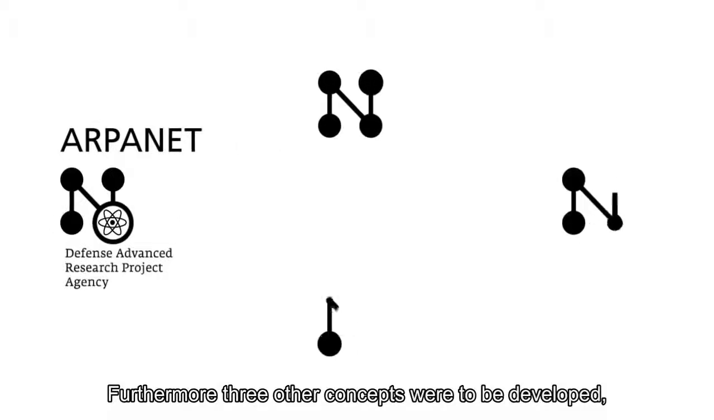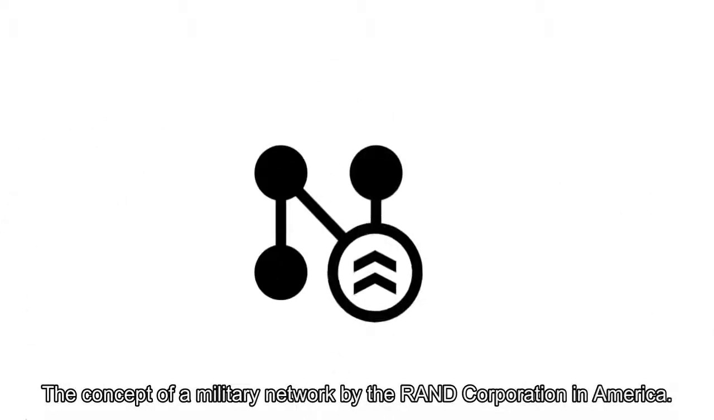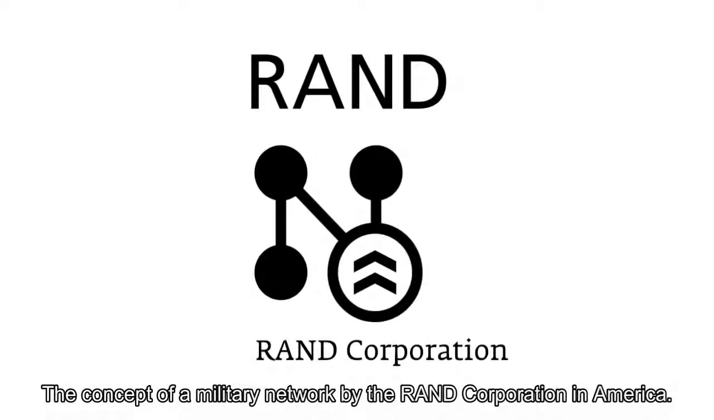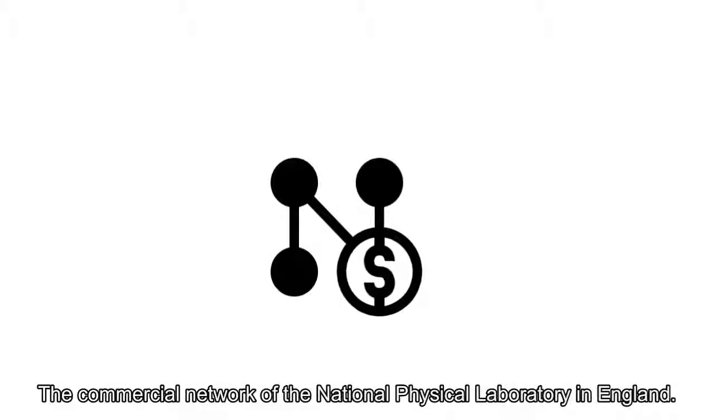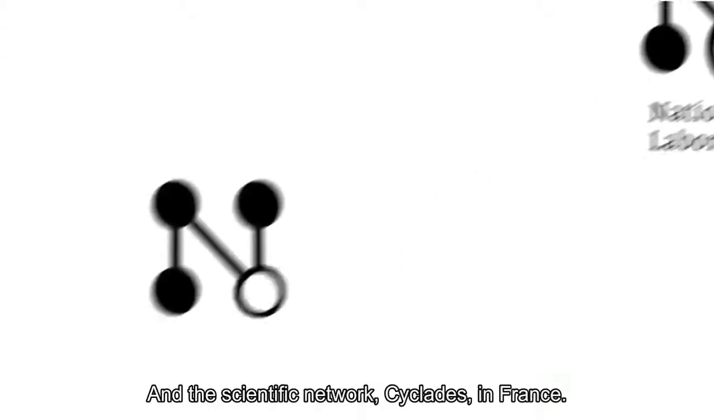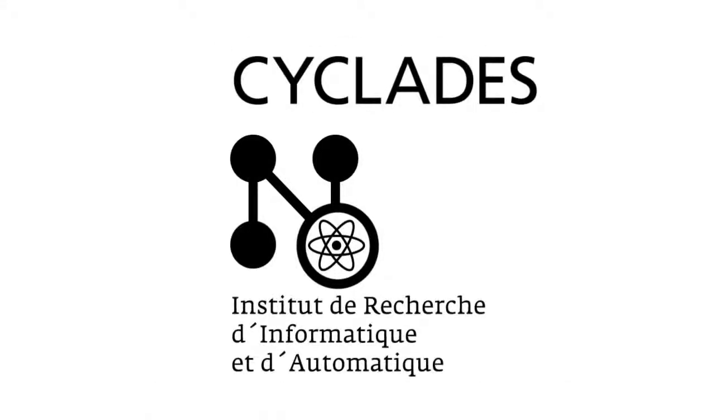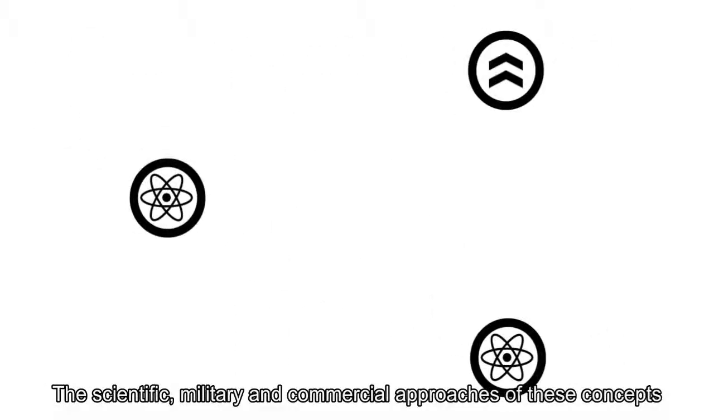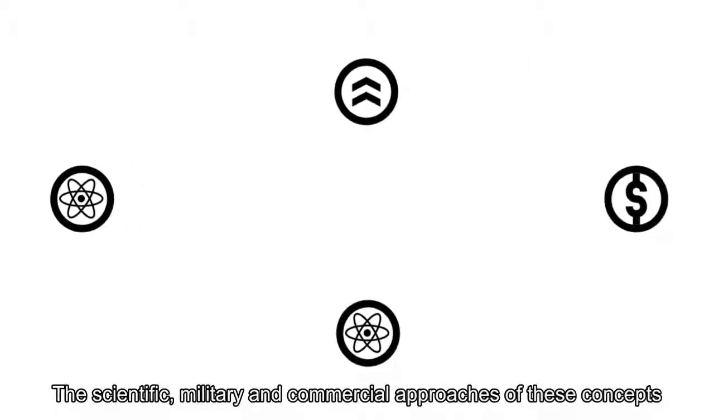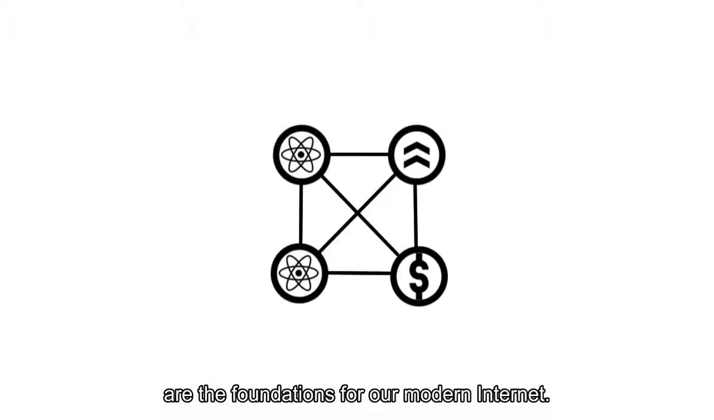Furthermore, 3 other concepts were to be developed, which are fundamental for the history of the Internet. The concept of a military network by the RAND Corporation in America, the commercial network of the National Physical Laboratory in England, and the scientific network Cyclades in France. The scientific, military, and commercial approaches of these concepts are the foundations for our modern internet.